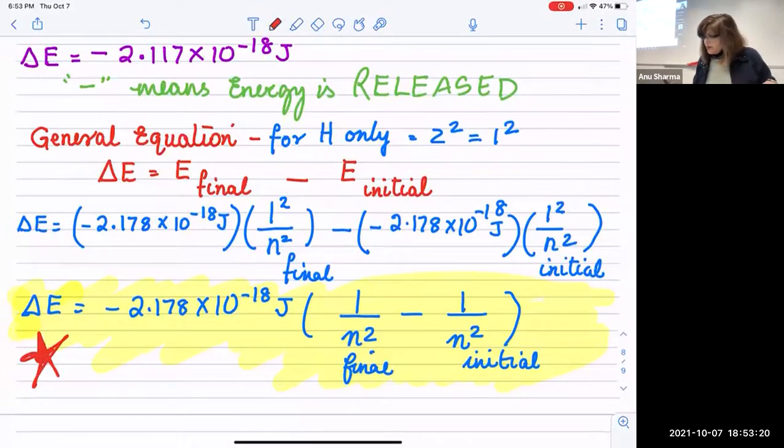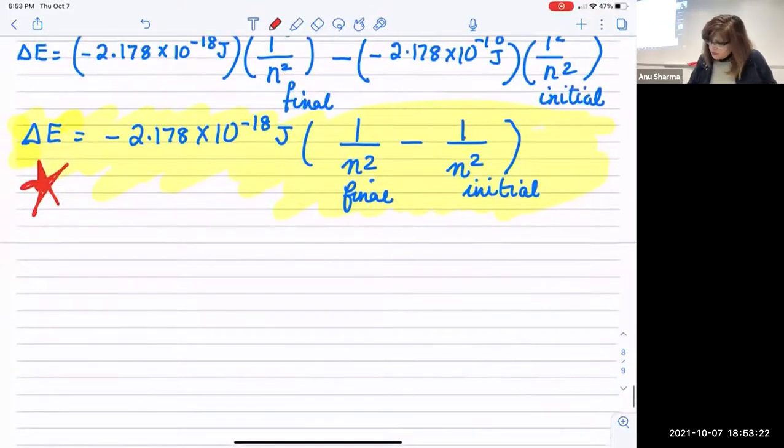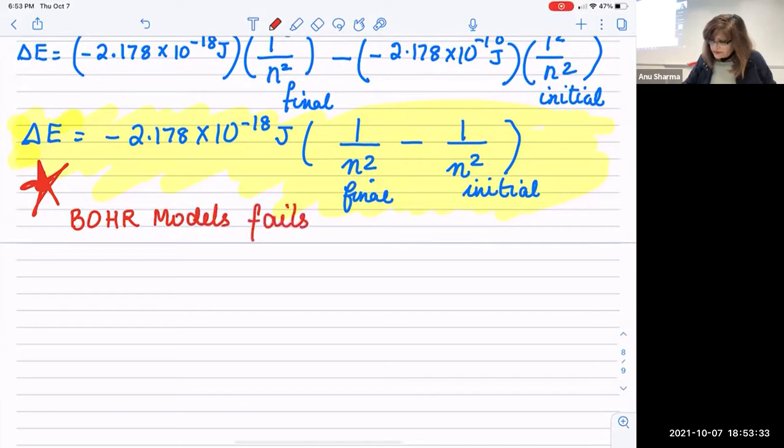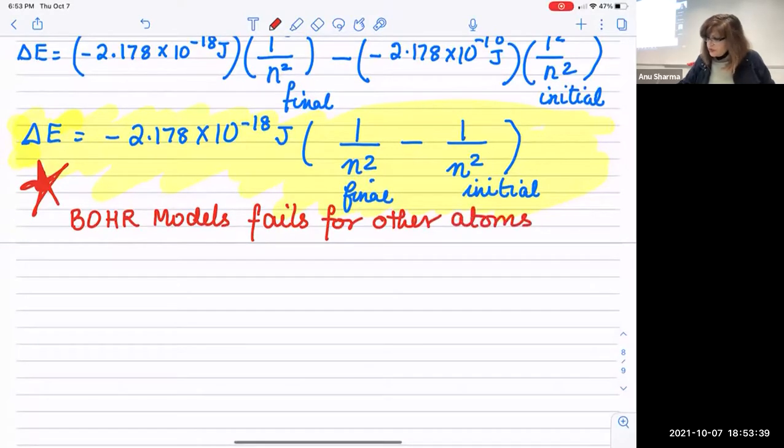But here's a problem, why we had to do all that: the Bohr model does not work for other atoms, not even for helium. The Bohr model fails for other atoms. It holds true for hydrogen only. So that's the problem with the Bohr model. All this math we did, it only works for one atom, so it doesn't serve our purpose.